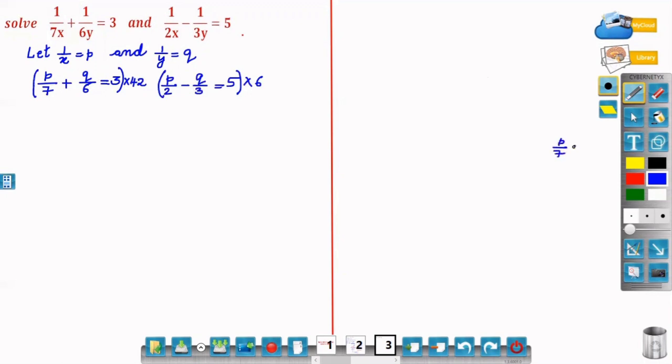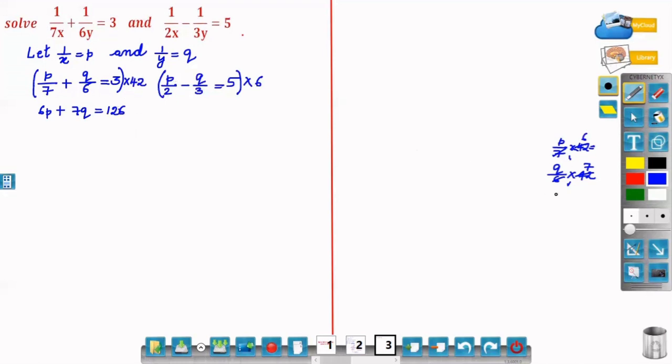Multiply all the terms of the first equation by 42. So p by 7 into 42 is 6p, plus q by 6 into 42 is 7q, is equal to 3 into 42, which is 126.